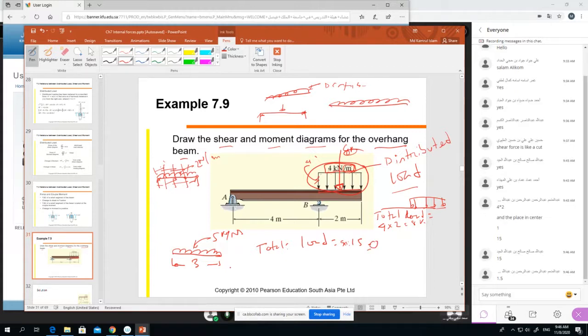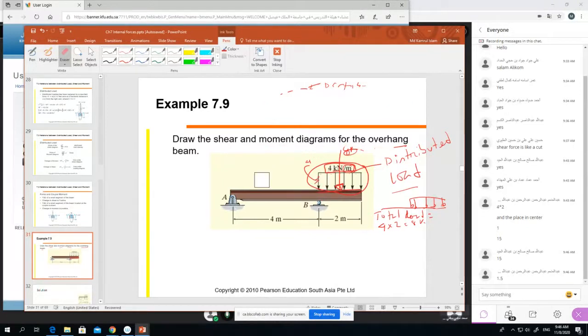If you want to calculate the moment, then the 15 will actually work just in the middle, at 1.5 meter distance. At 1.5 meter distance, okay? Someone said 1.5, not 15. So if you're familiar, it's fine. If you're not familiar with the distributed load, then I have shown you.